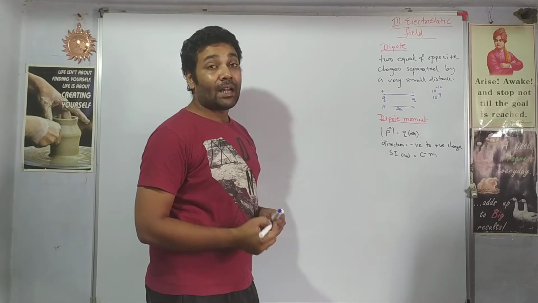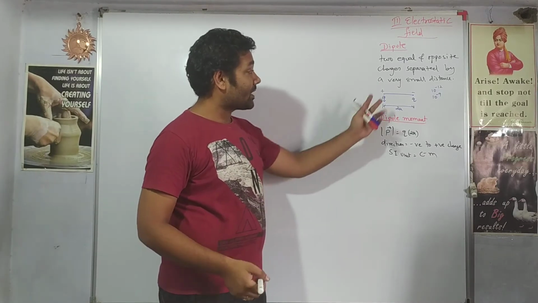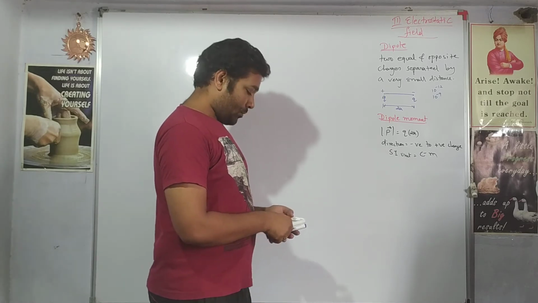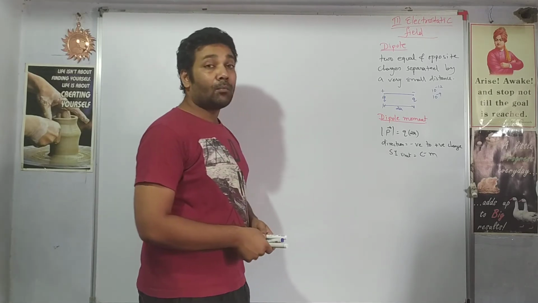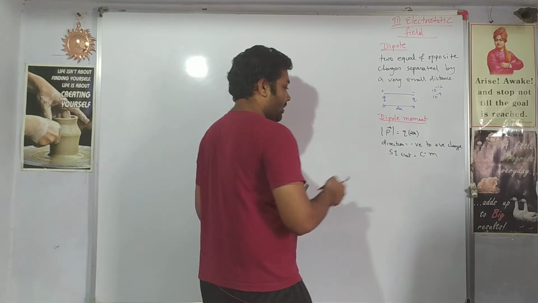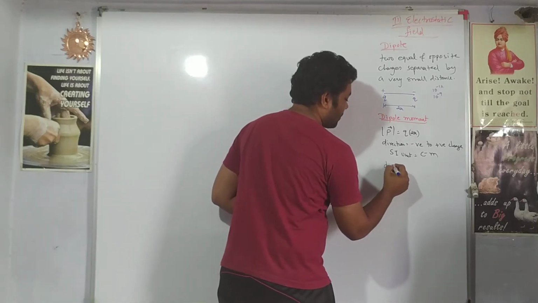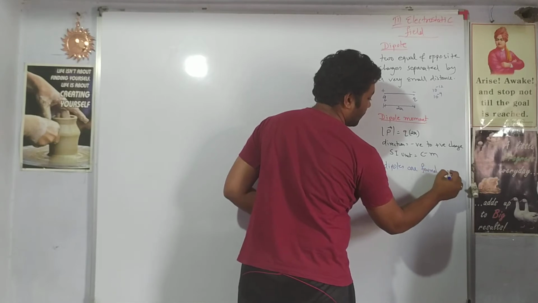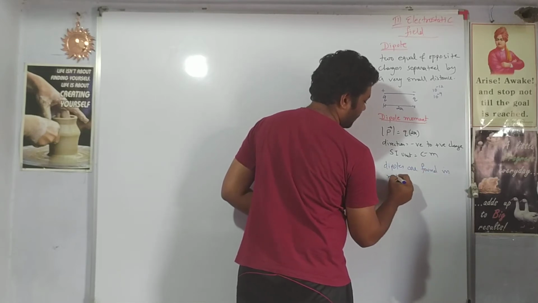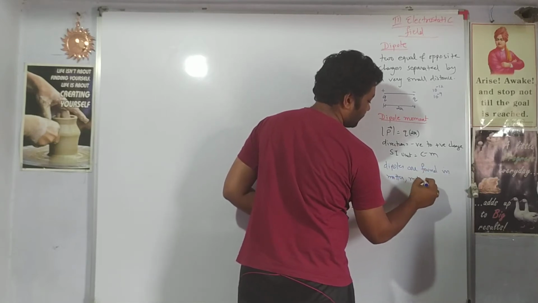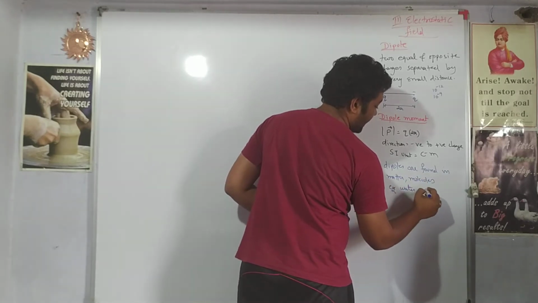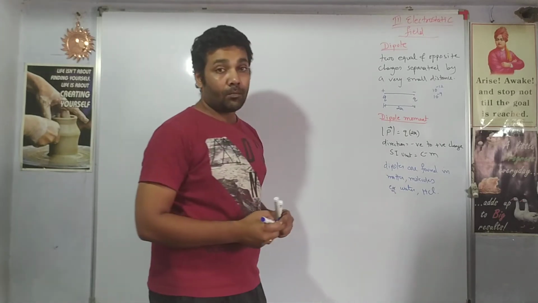Where do we find dipoles? Where does such an arrangement exist? Such arrangements we find in molecules, right? So let us make a note. Dipoles are found in matter, or let's say molecules. Example, water, HCl, they are all made up of dipoles.